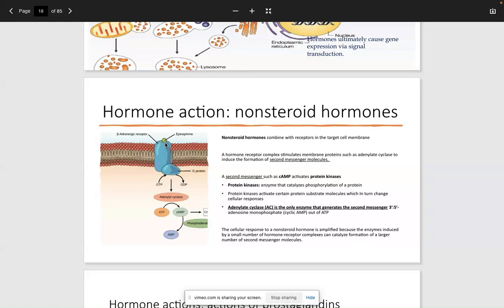This is going to cause this G protein here, which is in the inactivated state, right? Which means it's not working. GDP is currently bound. Then GTP becomes activated once this binding occurs. This is going to cause the activation of something called adenylyl cyclase. Adenylyl cyclase is then going to cause the production of cyclic AMP. Cyclic AMP is known as a secondary messenger.